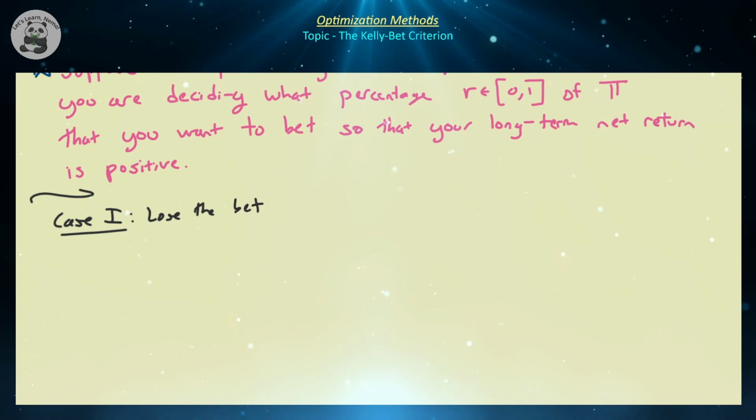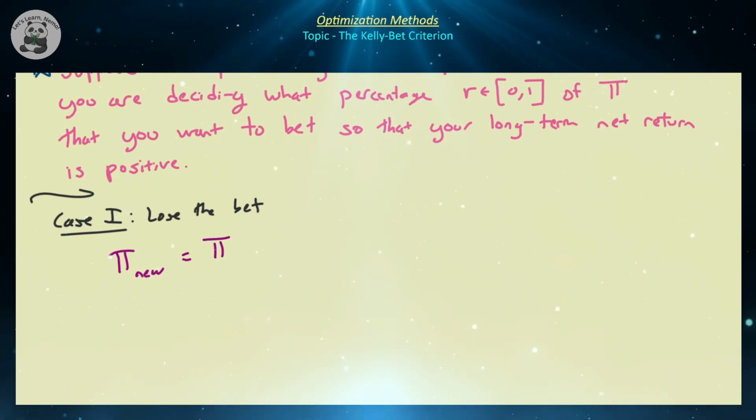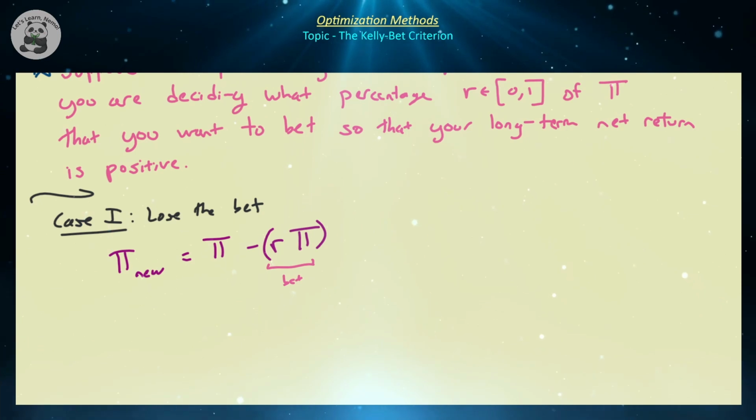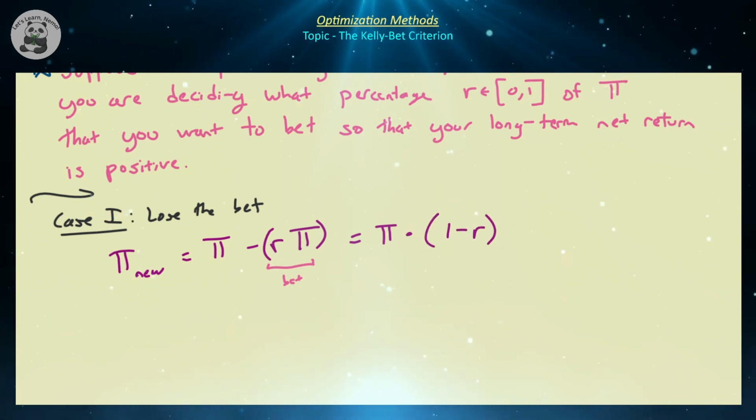the bet. So what would your new portfolio value be? It's going to be your old portfolio value minus the percentage R of that portfolio value that you put up, right? So this was your bet, and this is your total normal portfolio. And keep in mind, notice that we can factor out Pi here. So we're going to have Pi times 1 minus R. This shortcut is going to be very useful in practice.